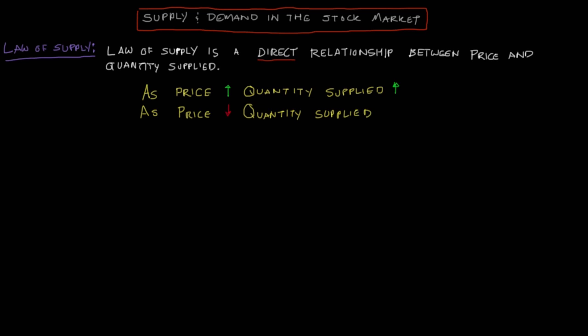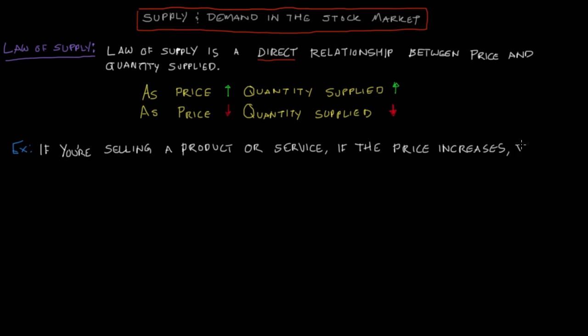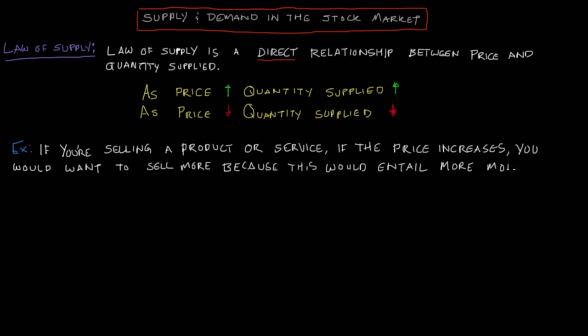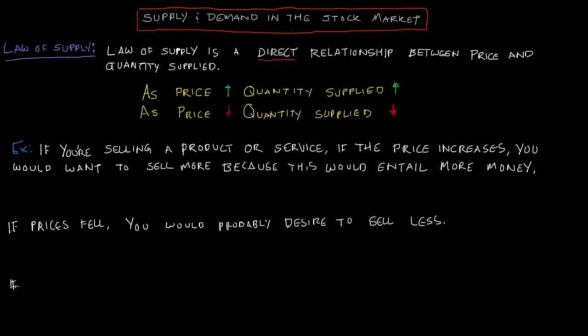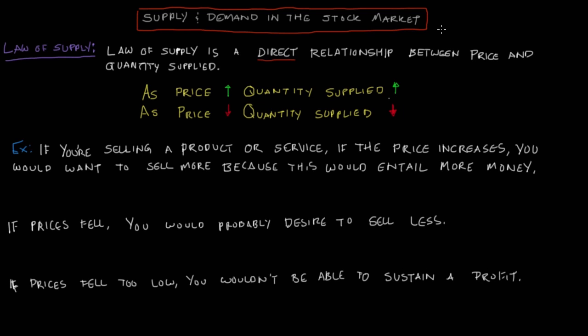We can demonstrate with an unpretentious thought experiment. If you're selling any product or service, if the price increases, you'd want to sell more quantities of that product or service, right? Because this would entail more money in your pockets. But as the price falls, you would be inclined to sell less because that would allude to smaller profit margins. And if the price fell too low, you wouldn't be able to sustain a cost-effective strategy to keep your company profitable. This is the law of supply.